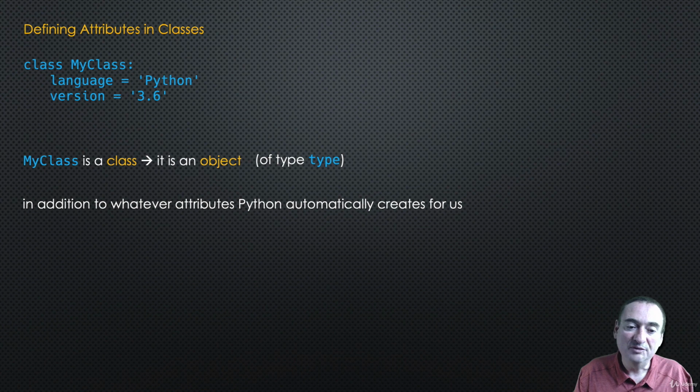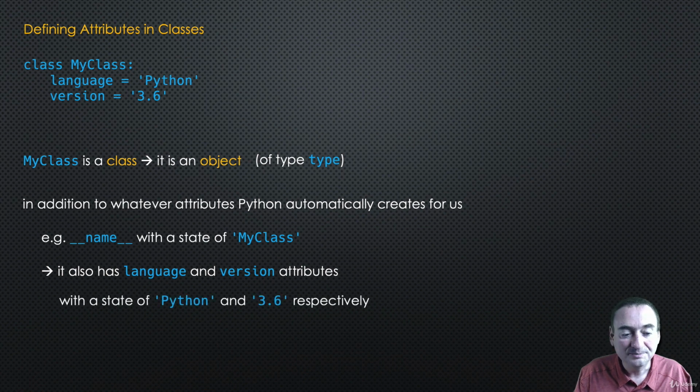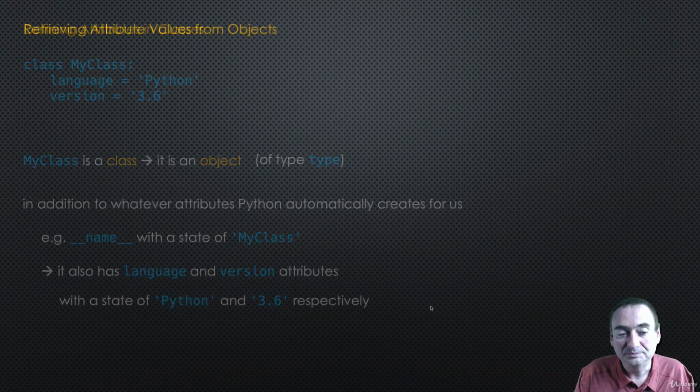Now, in addition to whatever attributes Python automatically creates for us, like that __name__ attribute that we saw before, we have other things as well. Now we have language and version as well, which are attributes of the class. Again, not the instance of the class. And so the state is Python and 3.6, respectively.